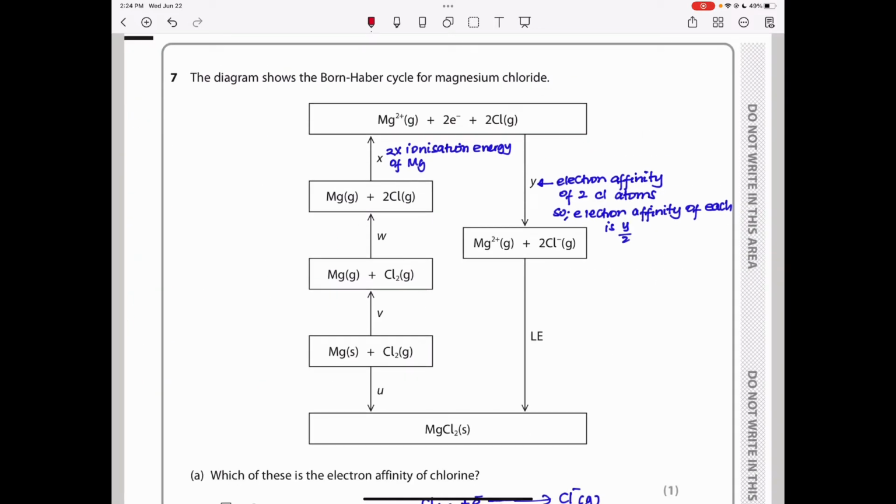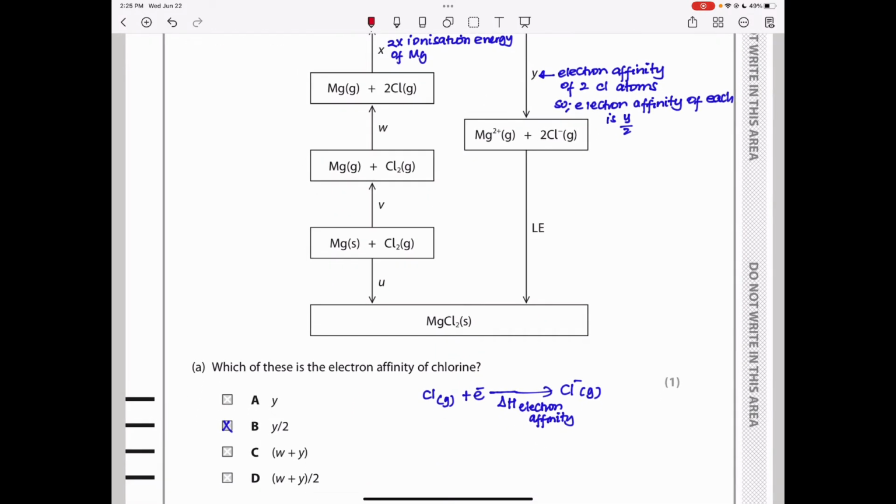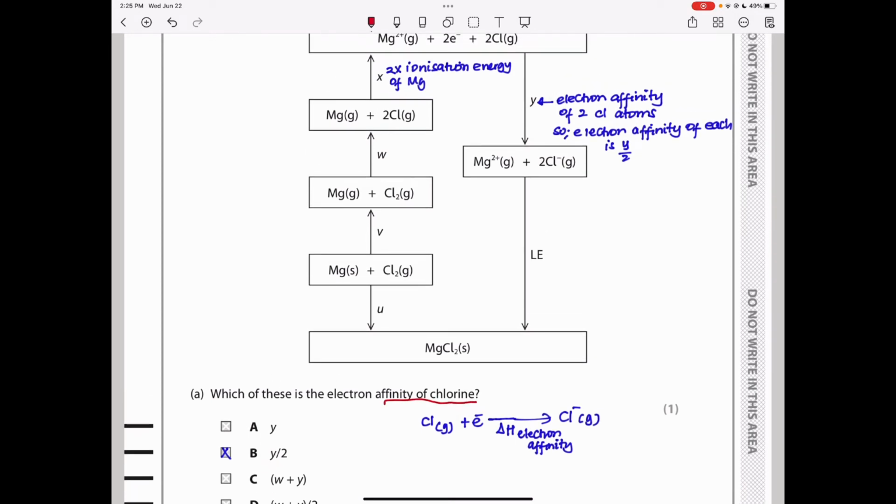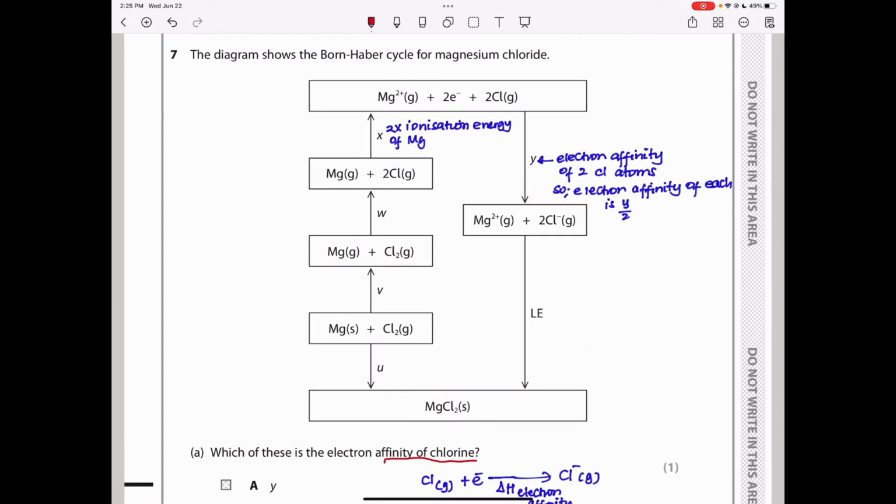Question 7 says the diagram shows a Born-Haber cycle for magnesium chloride. So as we can see here, the first question says, which of these is the electron affinity of chlorine? Electron affinity is when a gaseous chlorine atom gains an electron to become a gaseous ion. So when we look, here chlorine is still an atom. However, here it has become an ion.